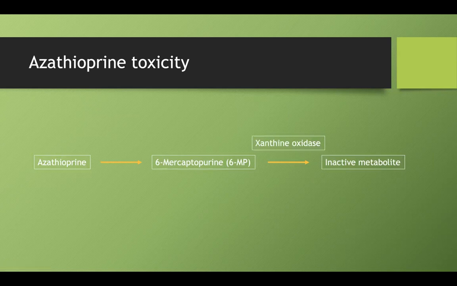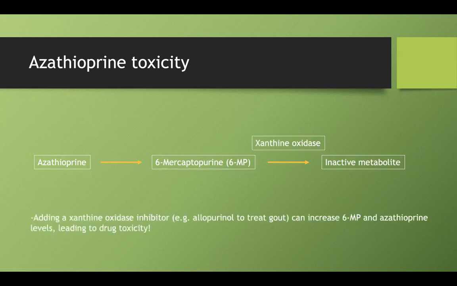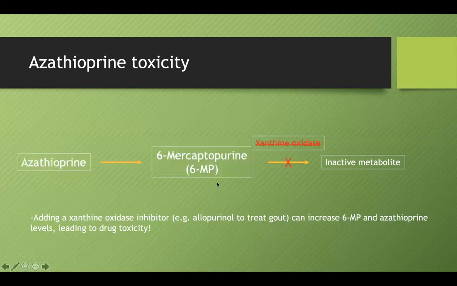The problem is if you have somebody who has gout, let's say, and you give them a xanthine oxidase inhibitor, you can cause some issues, because if we inhibit this enzyme, we can no longer inactivate 6-mercaptopurine or azathioprine. So these will get very big, and so you can get dangerously high levels of azathioprine if you give this in conjunction with a xanthine oxidase inhibitor.